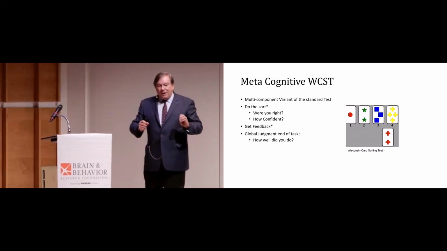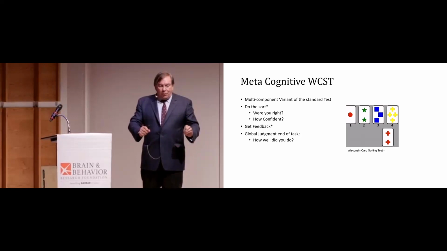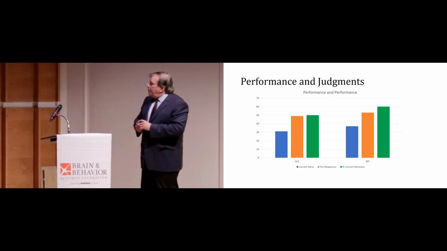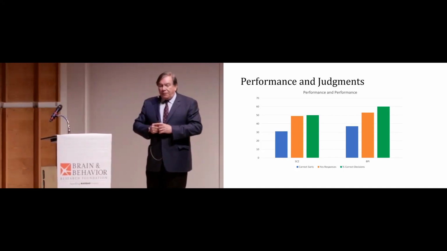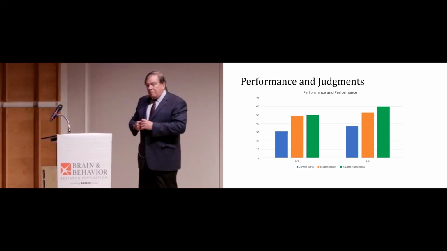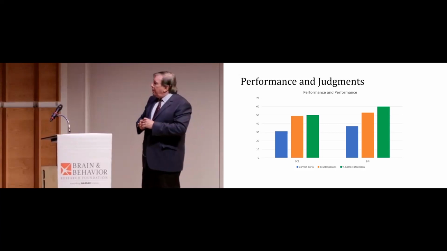So everyone makes a decision about their sorting that's overt, and we can record that, and then they get their feedback. So what you find is that people with schizophrenia get about half of the sorts correct on the Wisconsin card sorting test. They're in there at about 30 out of 64. People with bipolar disorder are significantly better.